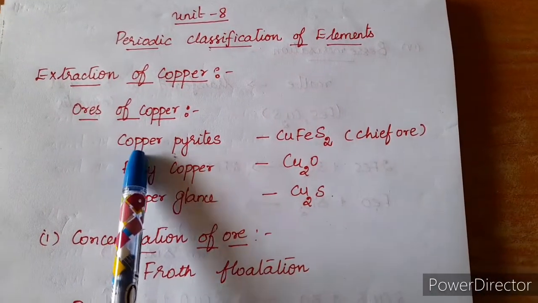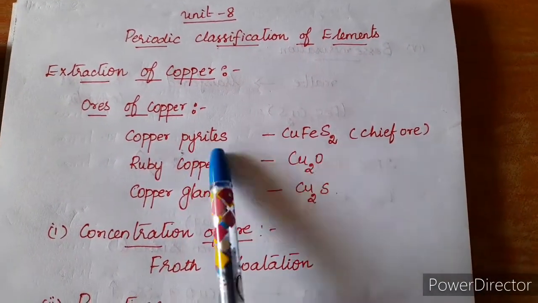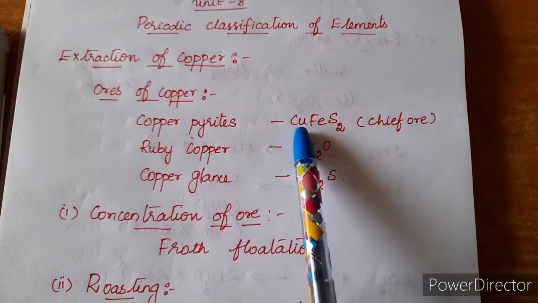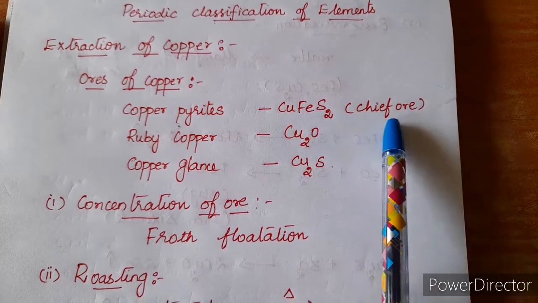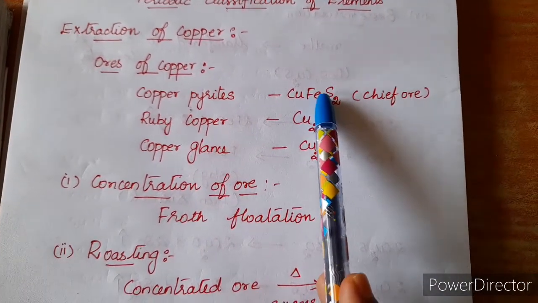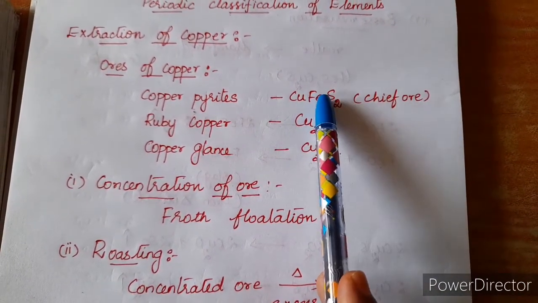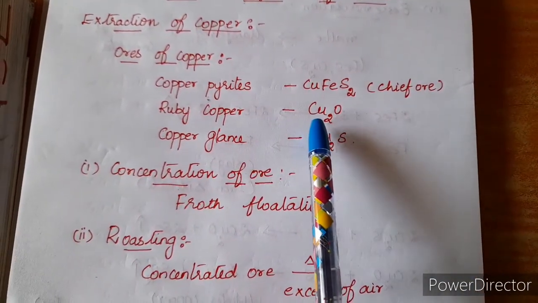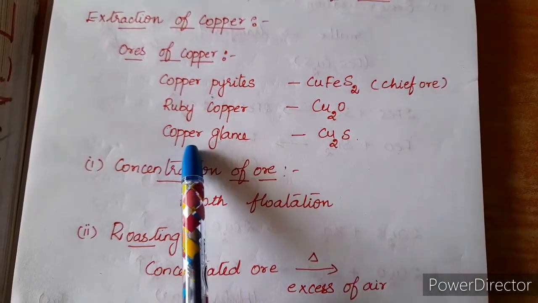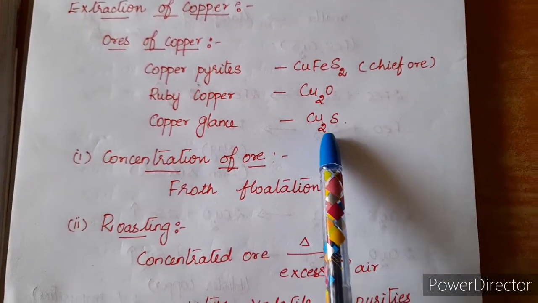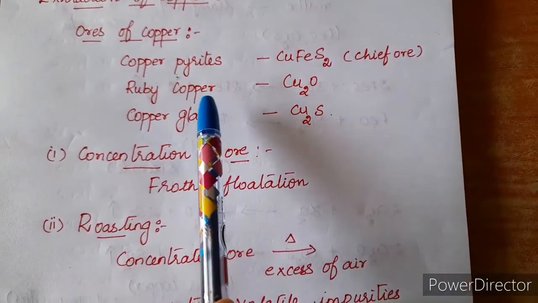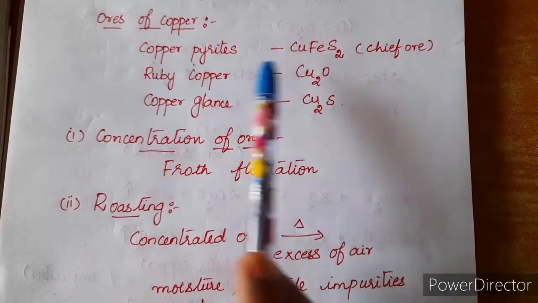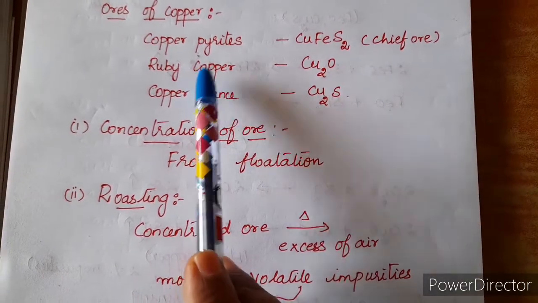So the first one is the copper pyrite, and the formula is given adjacent to it. The formula is CuFeS2, and this copper pyrite is said to be the chief ore. So this is the chief ore from which the copper is extracted mainly. The next one is the ruby copper, and its formula is Cu2O. The next one is copper glance, it is Cu2S. So these are the important ores. Sometimes it is asked in the objective types of questions. So see to that you learn the formula for these ores.